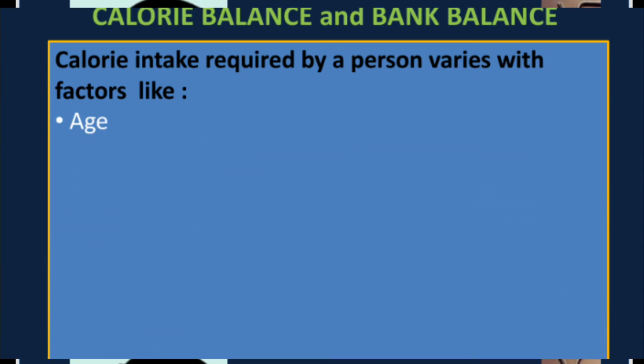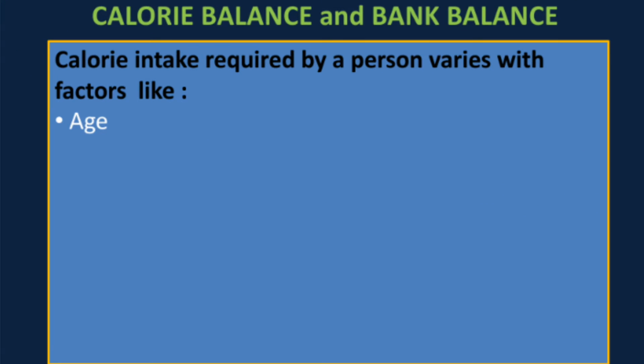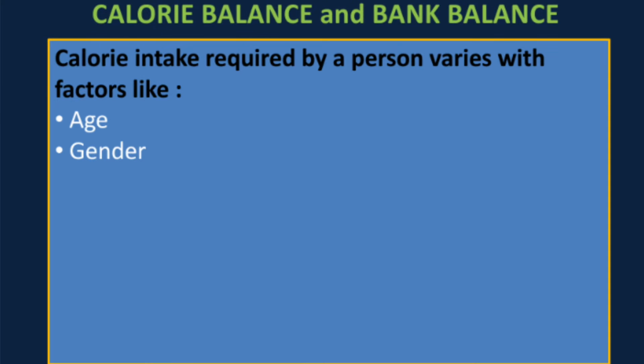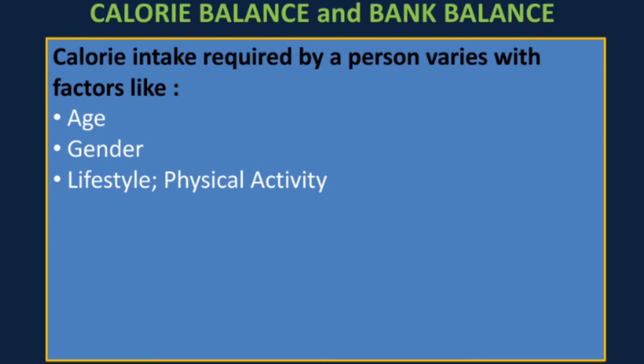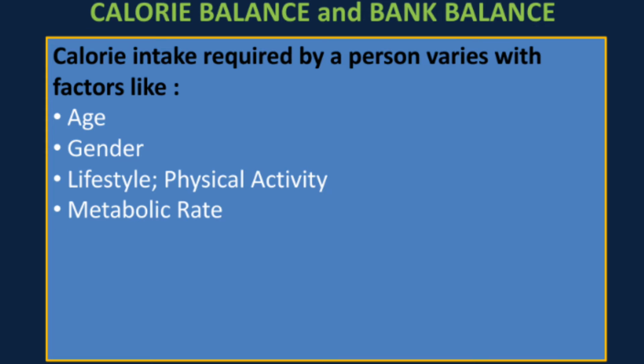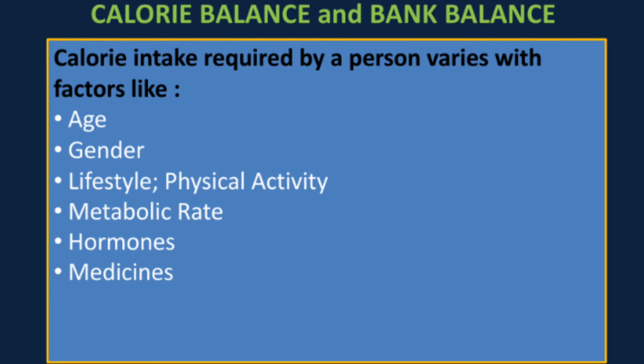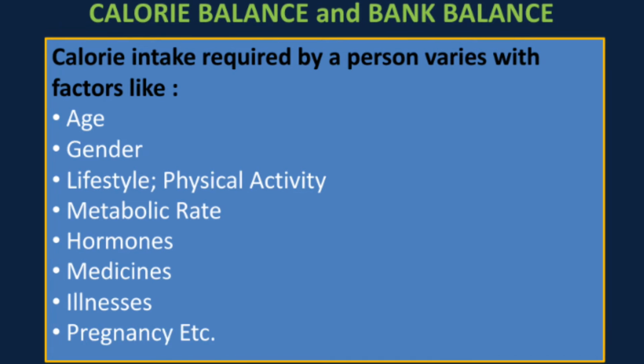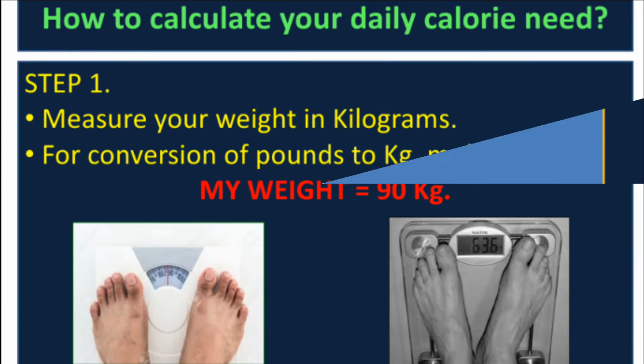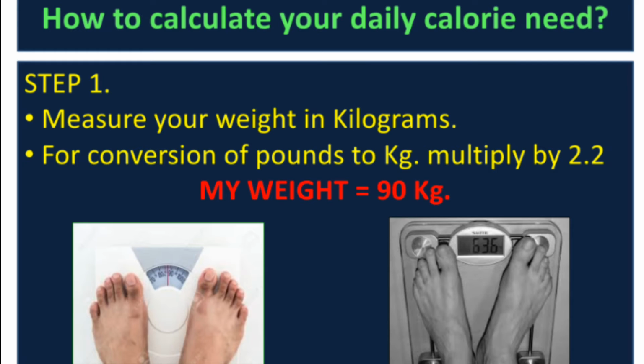Now, let us quickly list the factors which determine a person's daily calorie intake. These factors are age, gender, lifestyle and physical activity, metabolic rate, hormones, medicines, illnesses, and state of pregnancy. There might be many other minor or rare reasons influencing daily calorie requirement of an individual. Let us now see how you can calculate your daily calorie requirement.